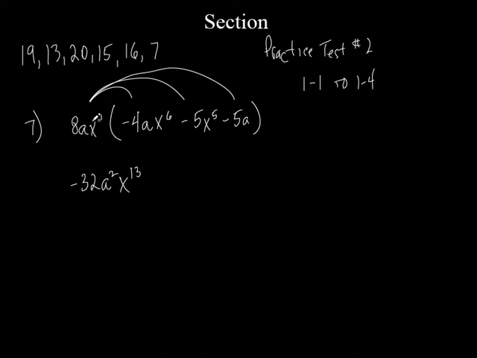Now we do the same exact thing to the second term. Take that 8a x to the 7th times the second term. So 8 times negative 5 is negative 40. Now this doesn't have an a, so we still have to multiply by a, right? So it's just an a. Multiply the x's together, and that's x to the 12th. Remember, you add the exponents. It's a multiplication problem, isn't it? But you add the exponents. That's the rule.